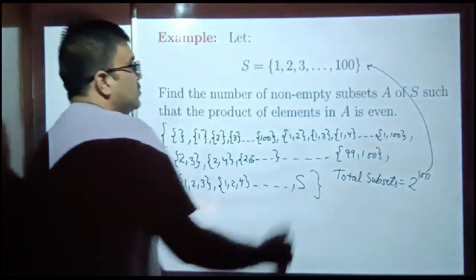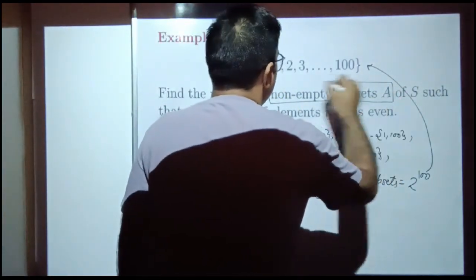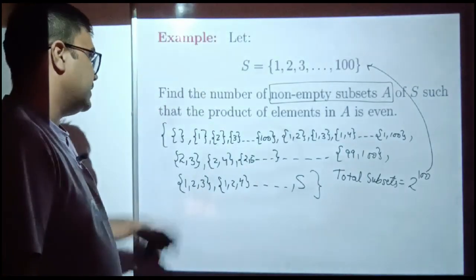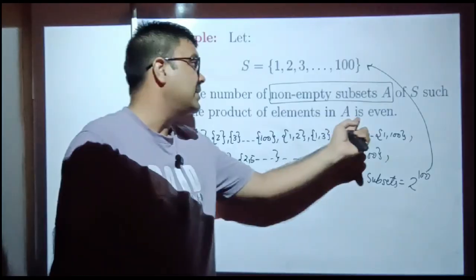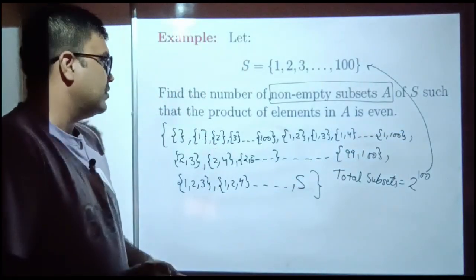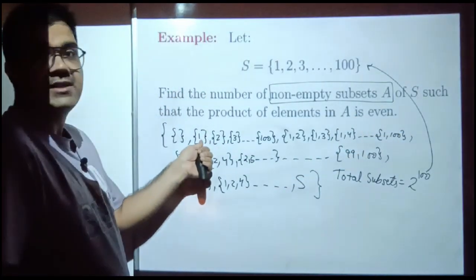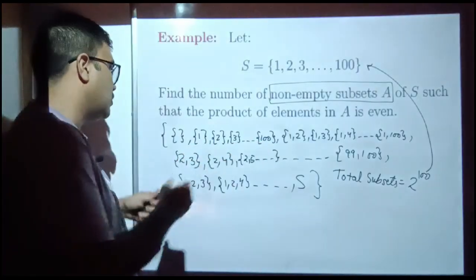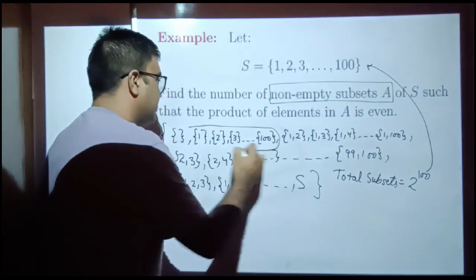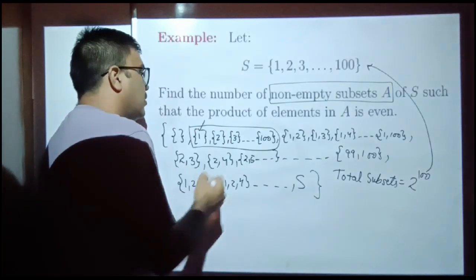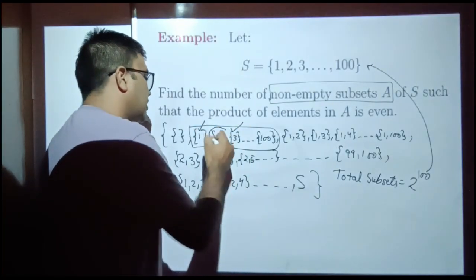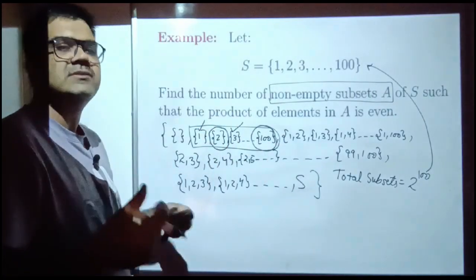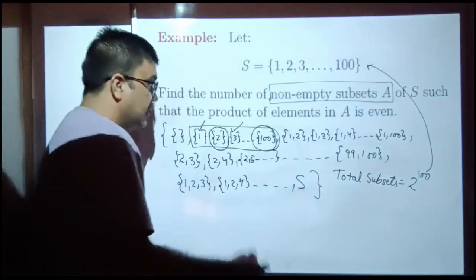Now we are talking about a non-empty subset A of S such that the product of the elements in A is even. Now look at these terms. When there is only one element, the product is that element itself, so it is even for the even elements.